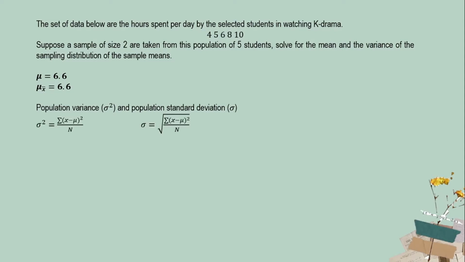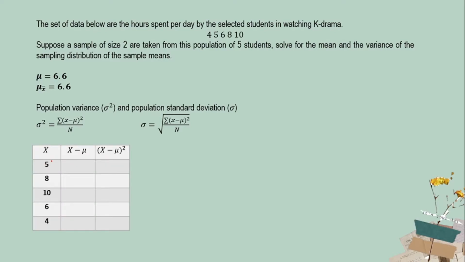Using the formula for the population variance, sigma squared, which is equal to the summation of the quantity of x minus mu squared over n. And for the standard deviation, sigma is equal to the square root of the summation of the quantity of x minus mu squared over n. So let's solve first for the population variance. So these are the values of x. Since we're solving for the population variance, we're going to use the raw scores.